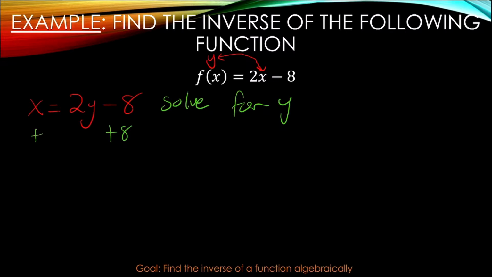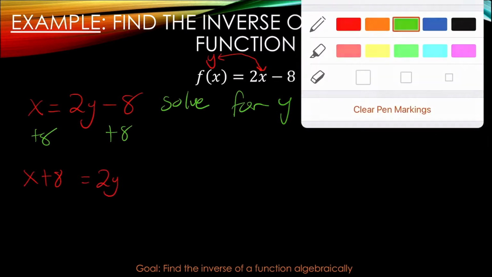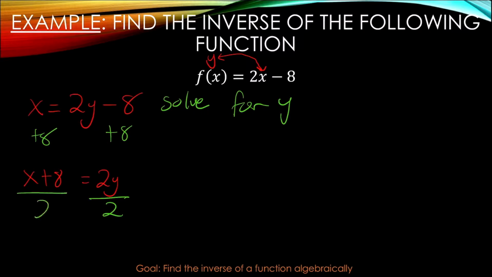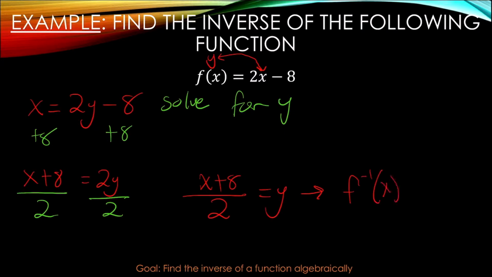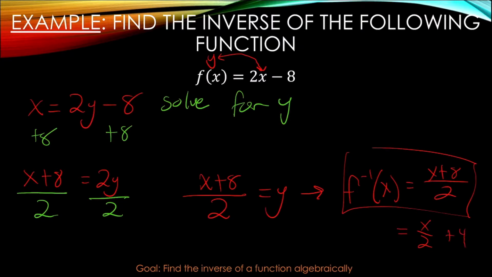I'm going to add 8 to both sides, and I get x plus 8 equals 2y. Then I'm going to divide both sides by 2, and I get x plus 8 divided by 2 equals y. Sometimes it's going to want you to write it as f inverse of x equals x plus 8 divided by 2. That is as far as I need to go. If you want to simplify it, you can say x divided by 2 plus 4, or 1/2 x plus 4. Any of those would work.